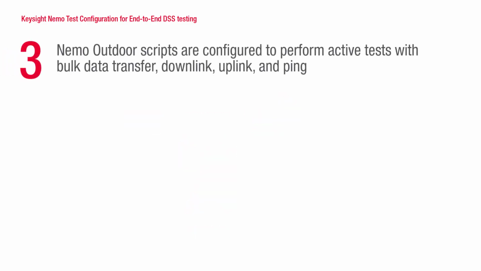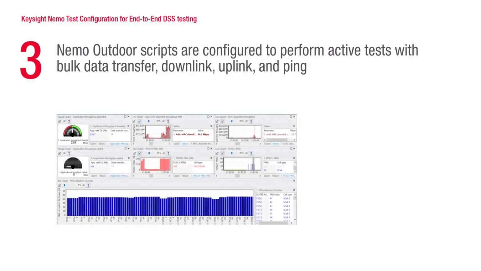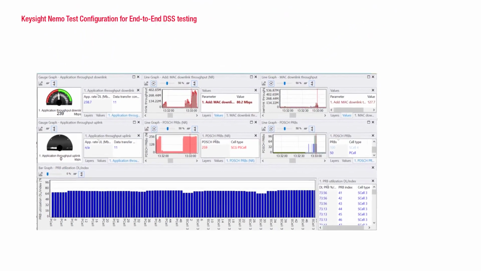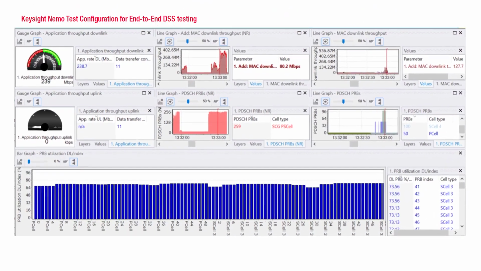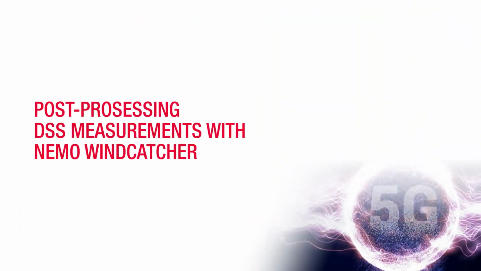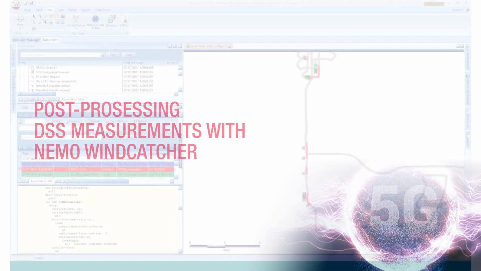Next, Nemo Outdoor scripts are configured to perform active tests with bulk data transfer, downlink, uplink, and ping. Exact transaction patterns depend on the test case. Nemo Analyze or Nemo WindCatcher are then used to post-process the collected data and calculate the total capacity key performance indicators across all LTE and 5G devices. The following demo shows in detail how DSS measurements are post-processed in Nemo WindCatcher.